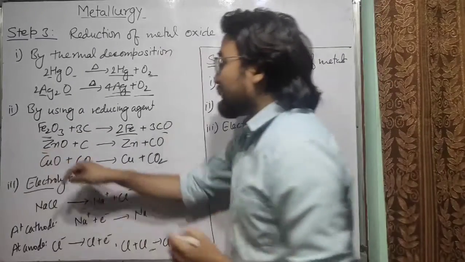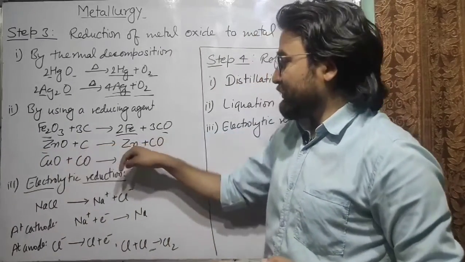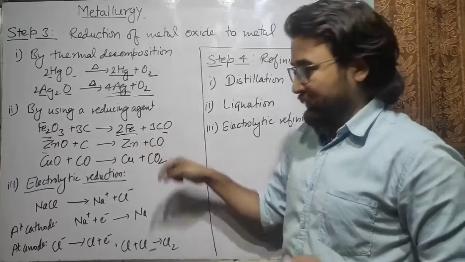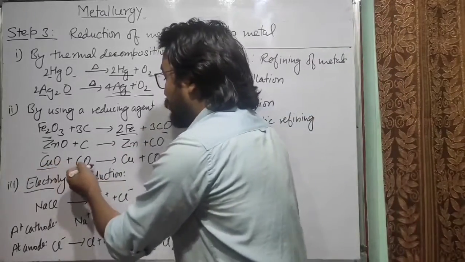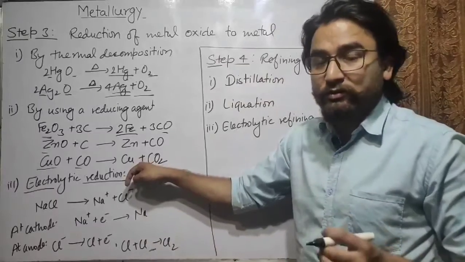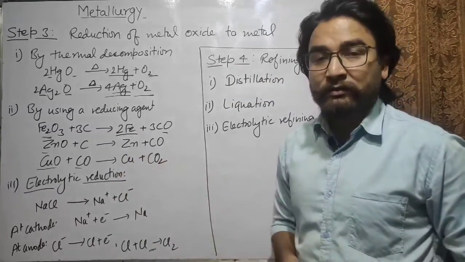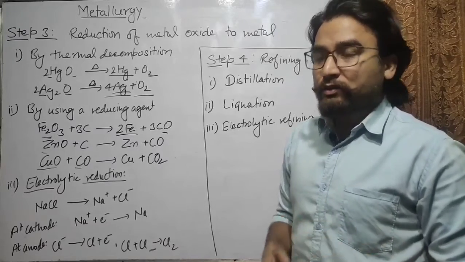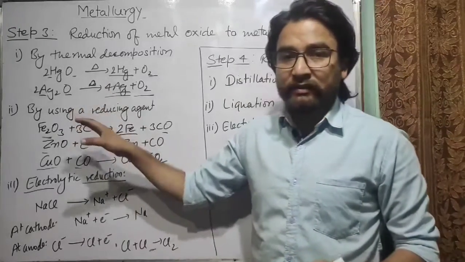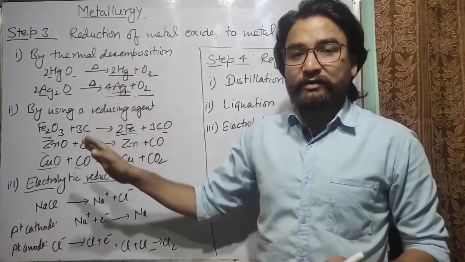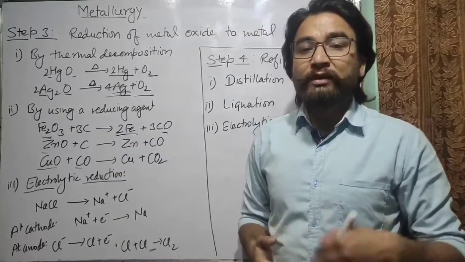Similarly, on reduction of zinc oxide with carbon, we get zinc and carbon monoxide, or reduction of CuO with carbon monoxide. We can also use carbon monoxide. We will get copper and carbon dioxide. So this is the second method by which metal oxide can be reduced to get metal.